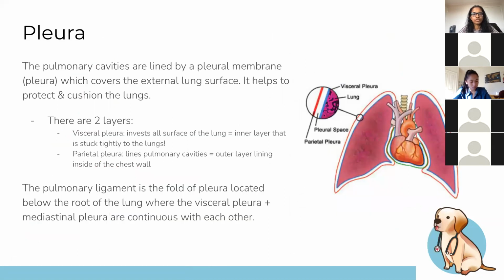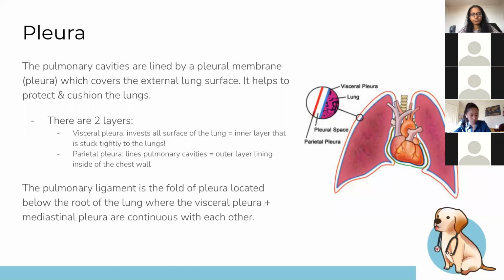All right, cool. So I know you guys have already learned about pleura, so we're going to go through this really quickly. Your pulmonary cavities, as you know, are lined by a pleural membrane. The main job of the pleura is basically to protect and cushion your lungs. Each lung is enclosed in a serous pleural sac. Those sacs contain two layers: a visceral pleura and a parietal pleura.